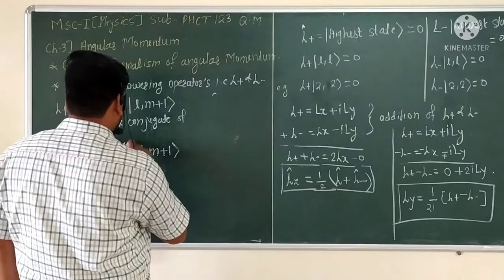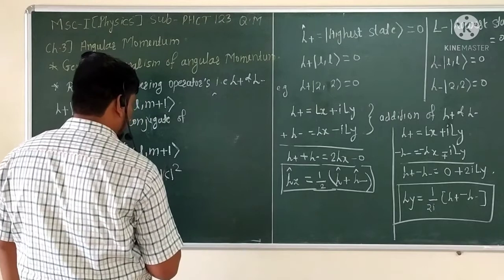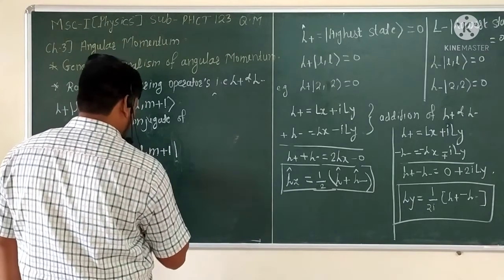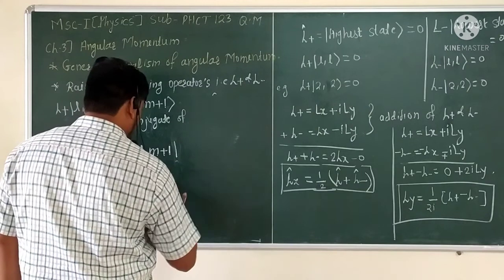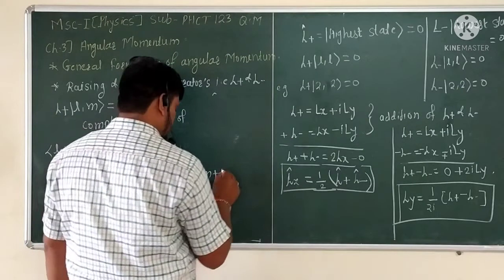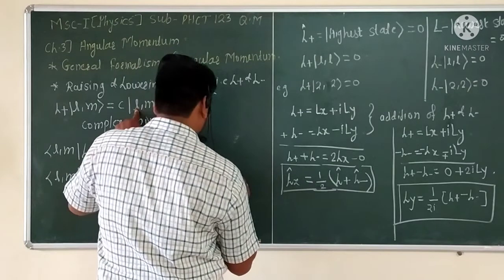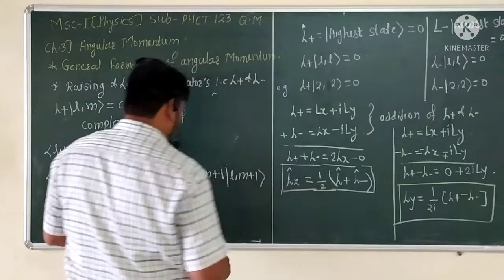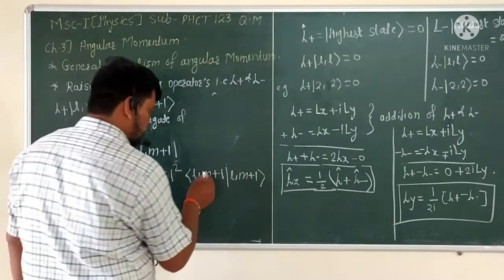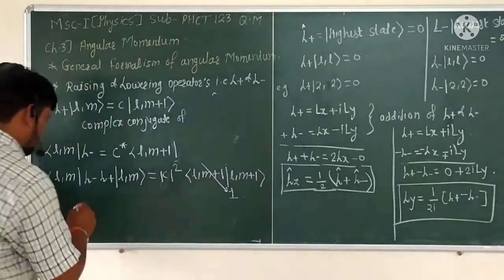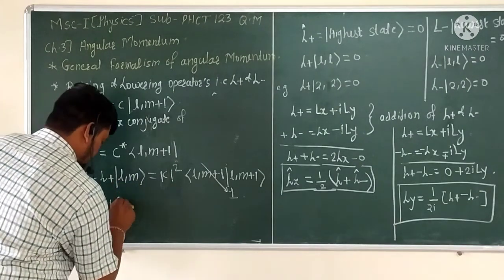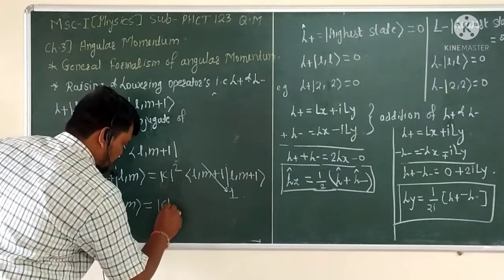That c star and this c is considered as mod of c squared. And we know that <L, m+1|L, m+1>, by the orthonormalization condition, is 1. So this bracket <L, m| L minus L plus |L, m> is nothing but mod of c squared.